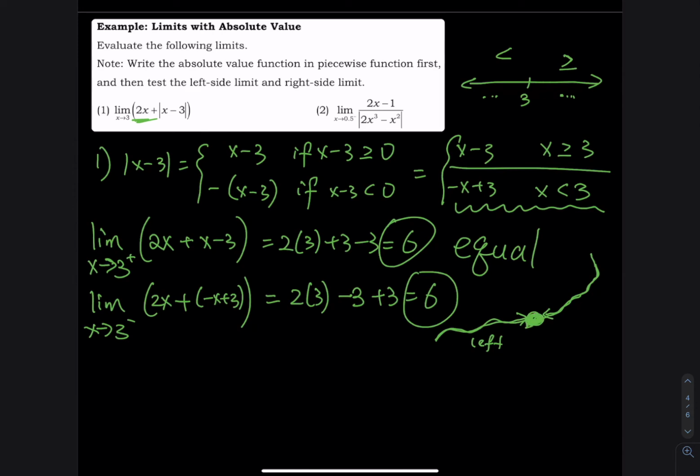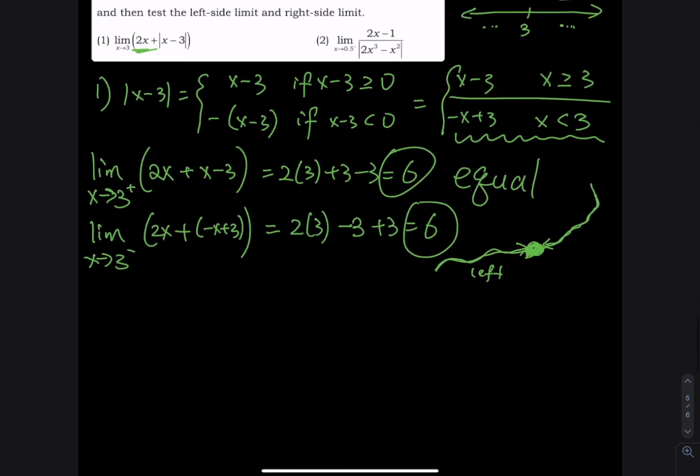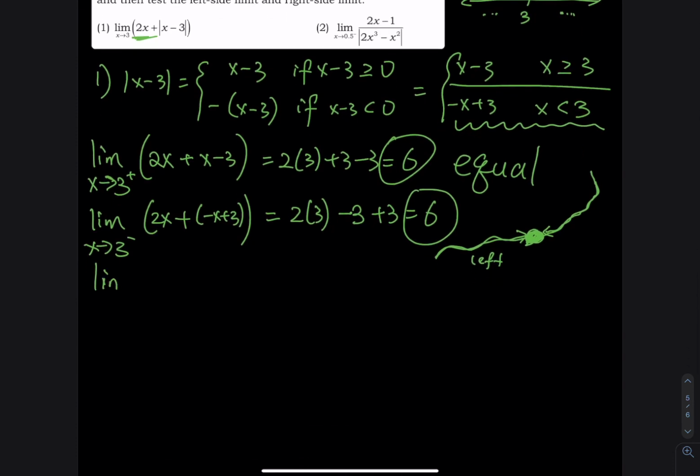That means this is a solid point. A solid point means the limit as x approaches 3 of 2x plus the absolute value of x minus 3 is just equal to 6. This is my final answer.